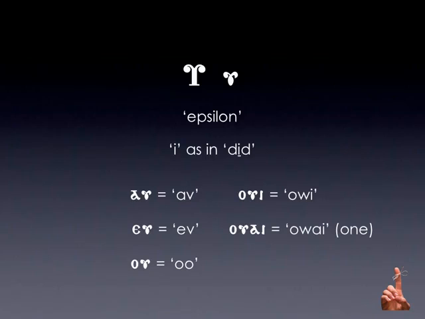Similarly, if it's followed by the alpha and the iota together, again, short O, epsilon, alpha, iota, in this case, this combination of letters is pronounced as uy, and uy is actually a Coptic word that means the number 1, uy. So again, we have of, ev, owe, and uy.